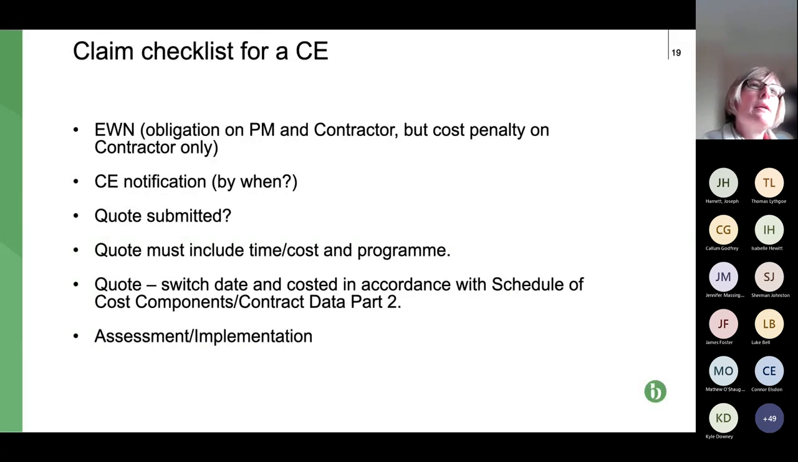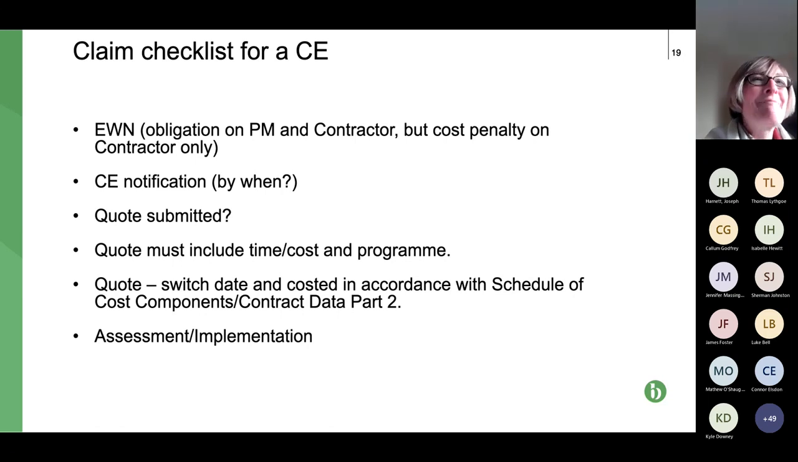Thanks. So just a quick checklist. Remember the early warning notice, an obligation for both parties. If the PM doesn't submit it, it's a breach of contract, potentially a CE for breach. If the contractor doesn't submit the EWN, there's a cost penalty on payment of the CEs. Remember the CE notification. Think about doing what I'm suggesting in that you just notify all CEs and remember that time limit, 8 weeks, 7 weeks for a subcontract, potentially both will be reduced in the Z clauses.